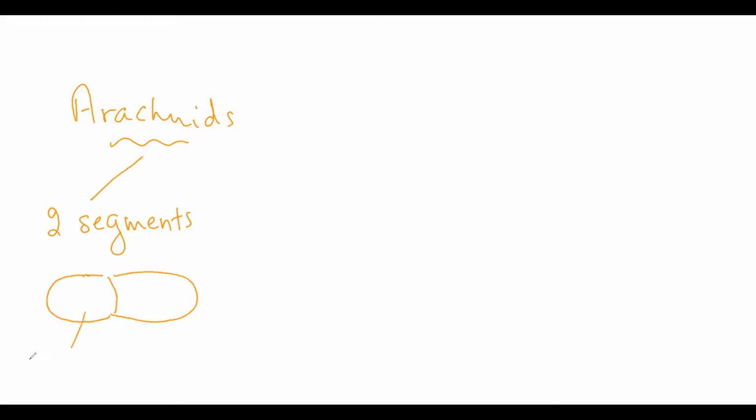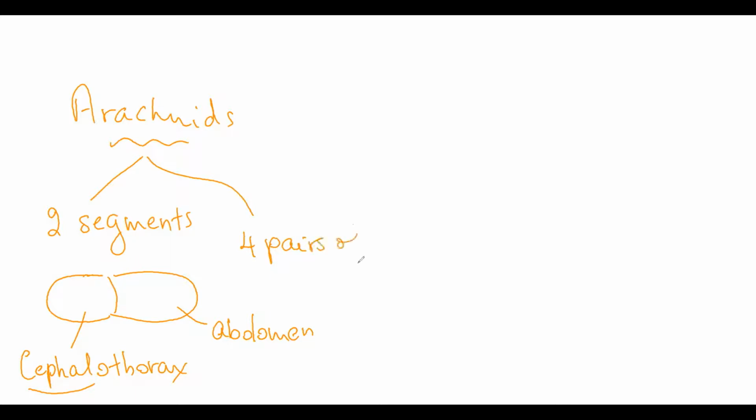So this segment is called cephalothorax. It means that the head and the thorax are fused together, and this is the abdomen. And arising from the cephalothorax, part of the thorax, we have 4 pairs of jointed legs. You have to know how all are attached to the cephalothorax.